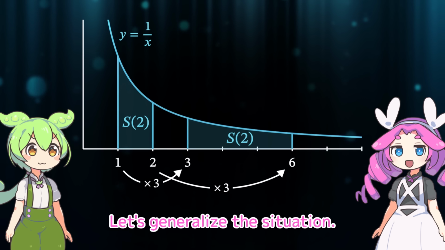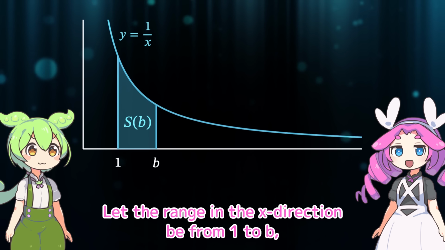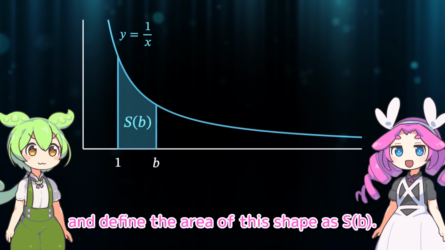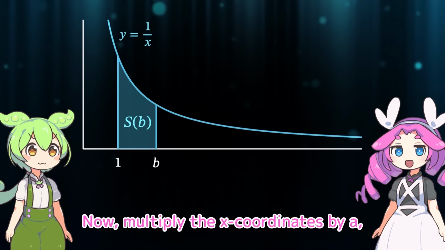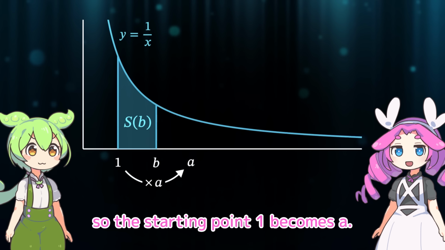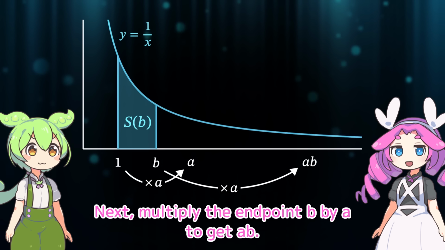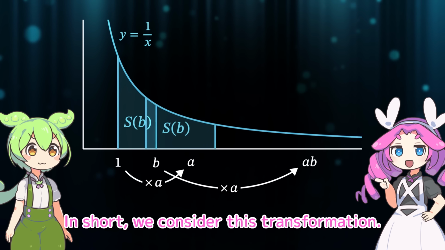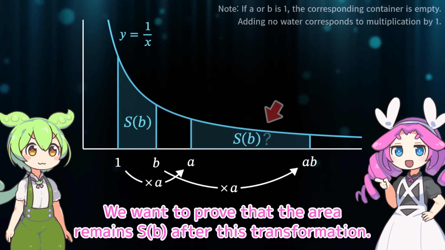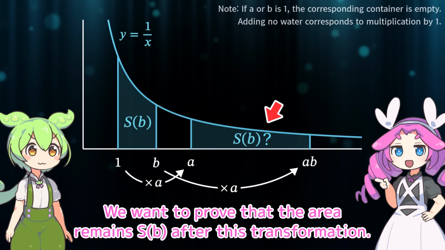Let's generalize the situation. Let the range in the x direction be from 1 to b, and define the area of this shape as S of b. Now multiply the x-coordinates by a, so the starting point 1 becomes a. Next, multiply the endpoint b by a to get ab. In short, we consider this transformation. We want to prove that the area remains S of b after this transformation.